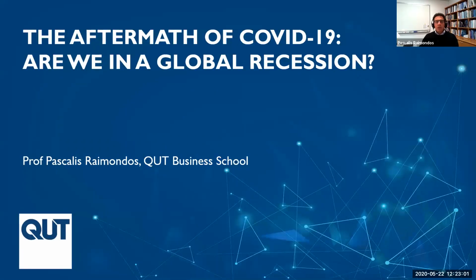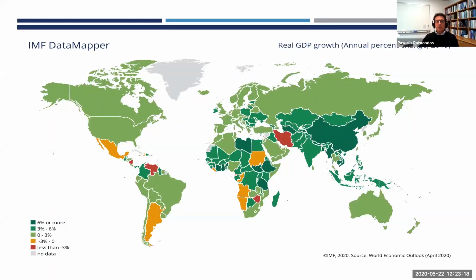So I'll try to share my screen and see how we go. So yes, as Alan said, I'm going to talk about global recession and global data, and especially focus on the importance of trade, of world trade. So let me start with a figure that describes the world in colors. So this is the world as we know it, and there is green everywhere.